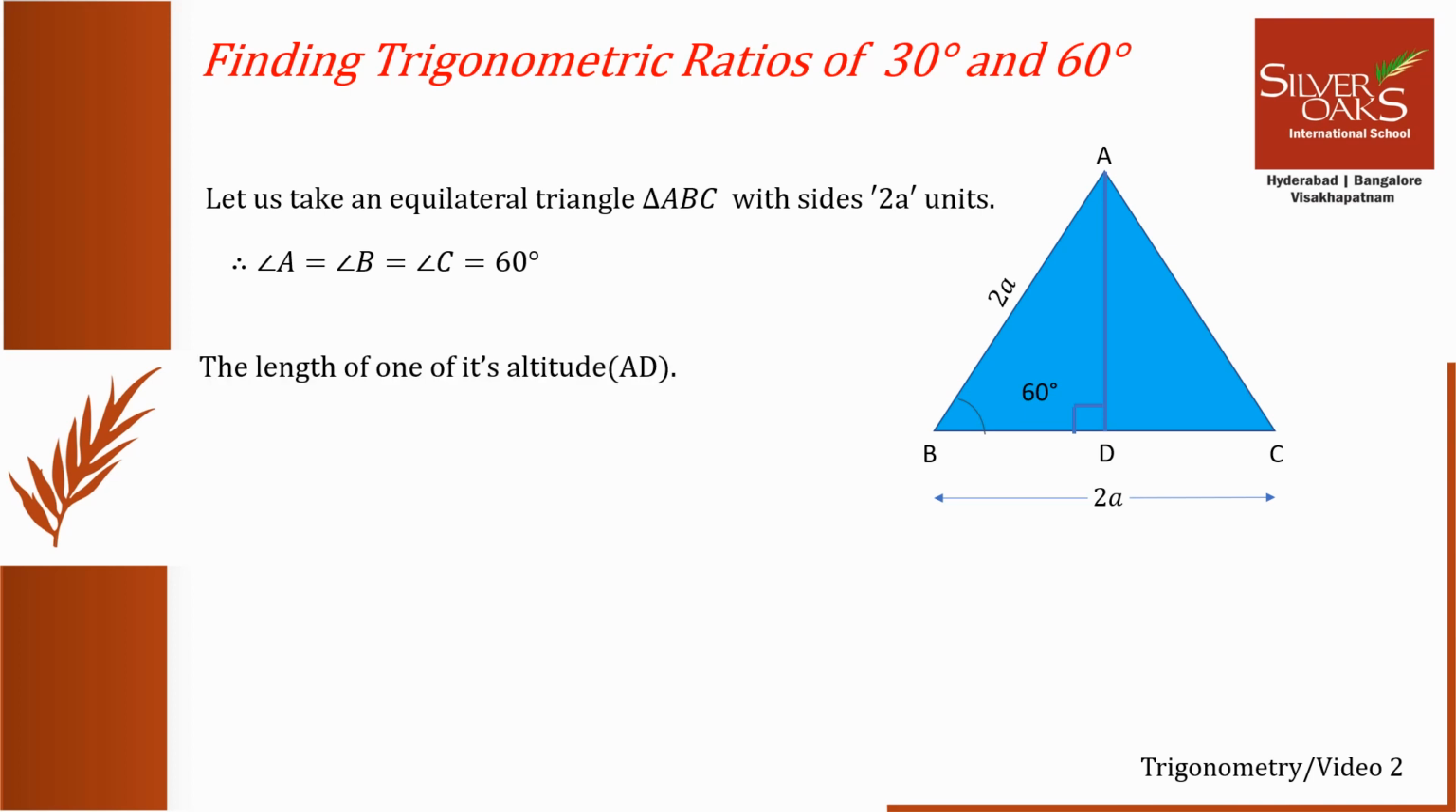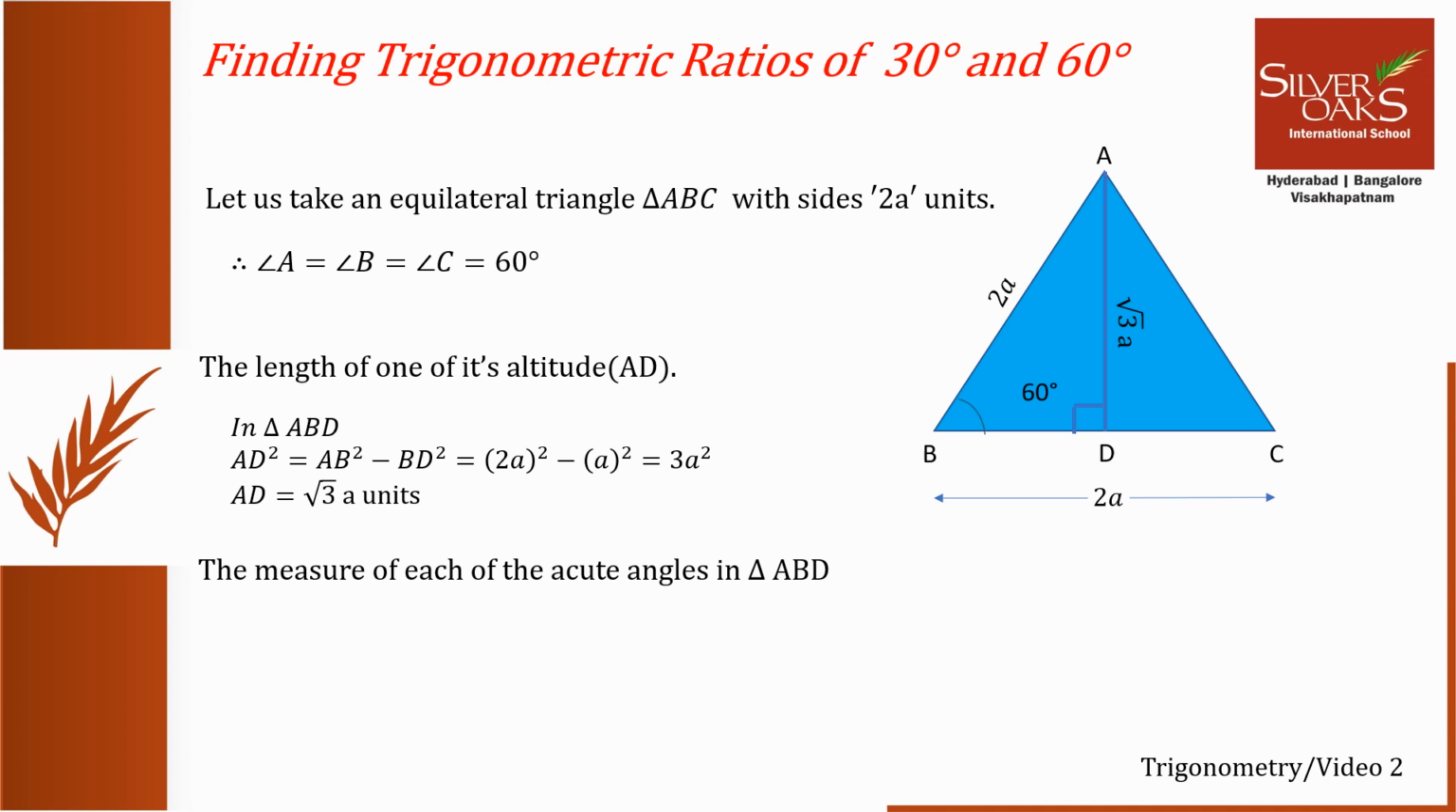The length of this altitude AD, how to find? Let us take the triangle ABD. Using Pythagoras theorem, we find AD distance. So AD square is equal to AB square minus BD square, which is equal to 2A whole square minus A square, equal to 3A square. Then AD becomes root 3A units.